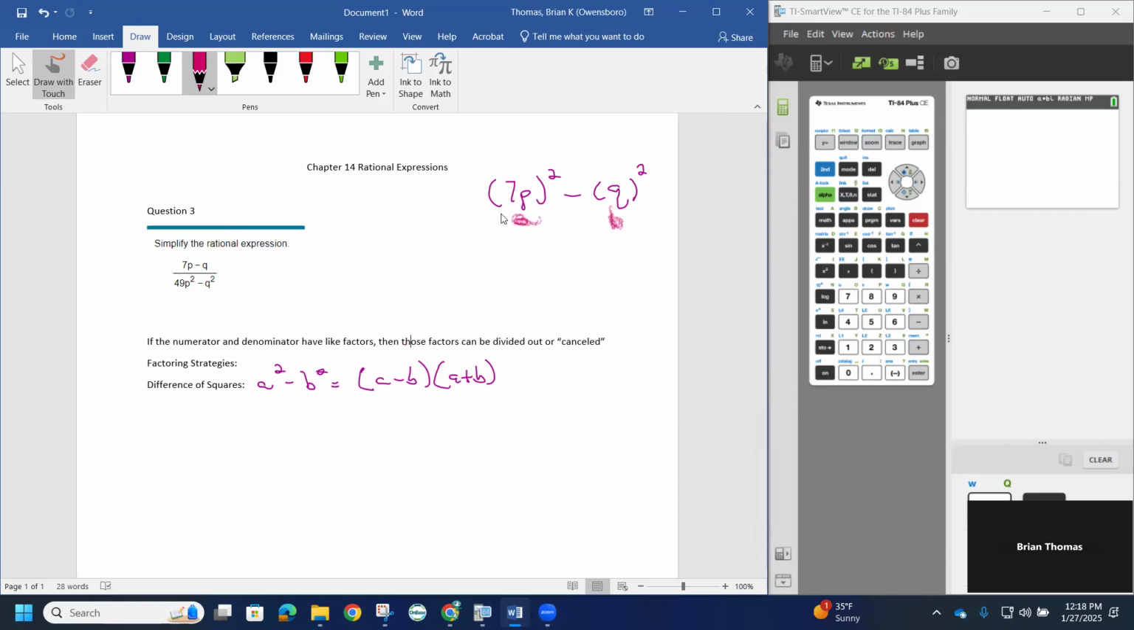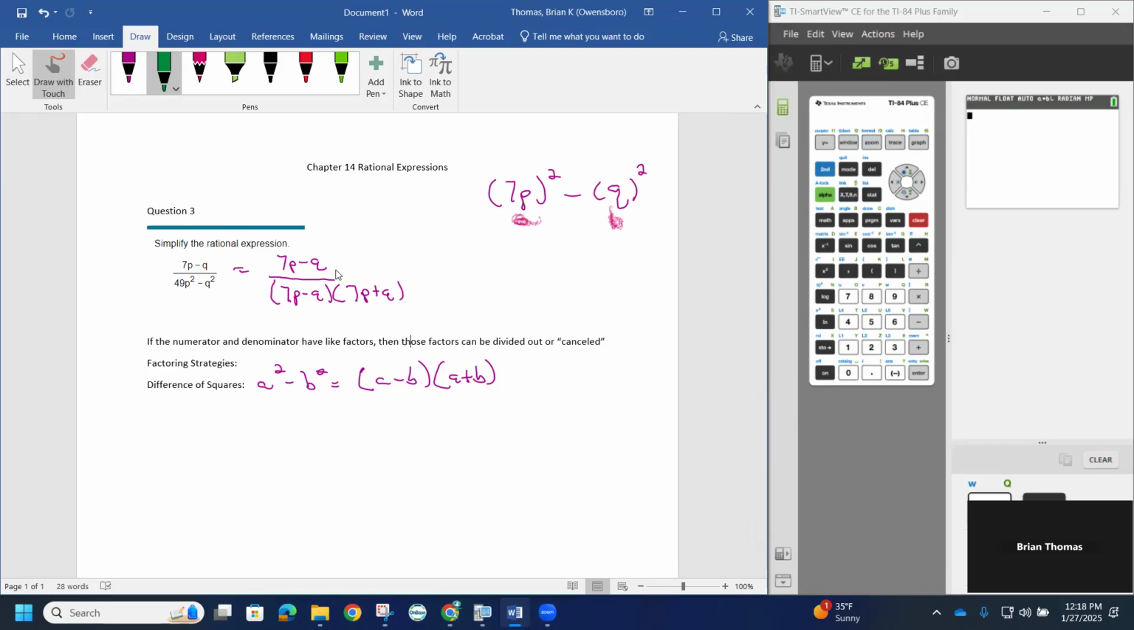So what this tells me then, I can use this formula, a minus b times a plus b, and it will turn into the factorization of 1. So on the numerator, I'm going to just leave the 7p minus the q on the top. But in the denominator, that's a difference of squares, so it's going to factor into 7p minus q and 7p plus q.